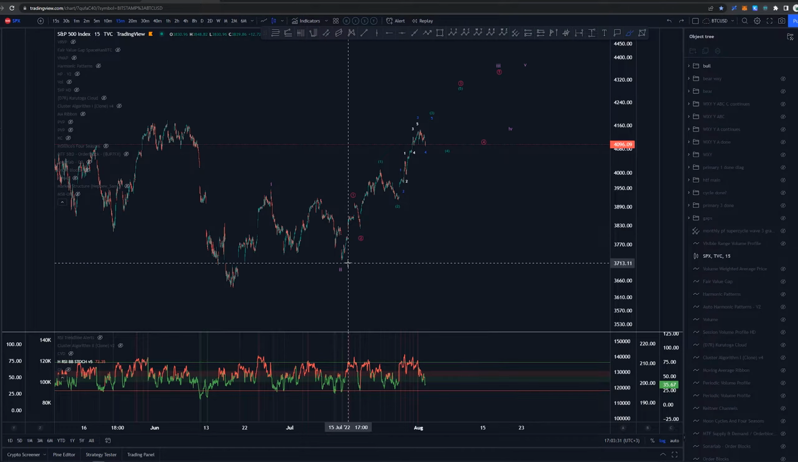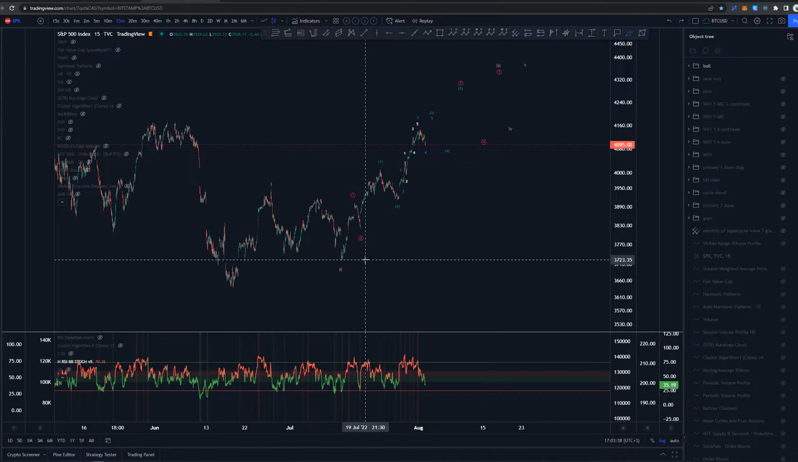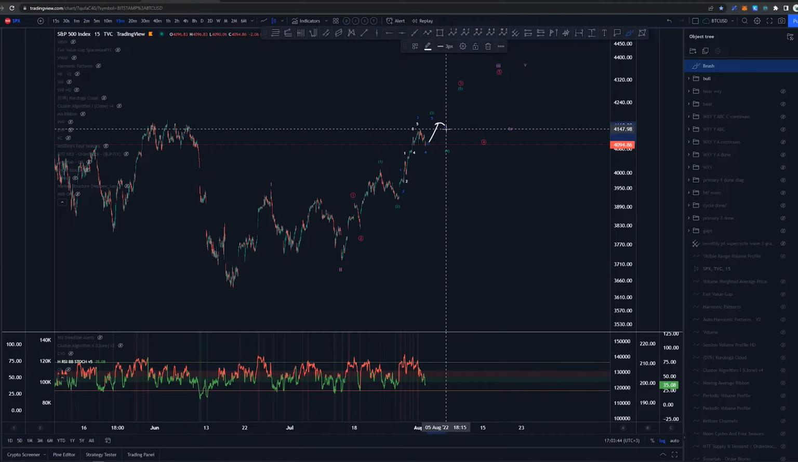So even with this count, we have already had most targets hit on this move. So we need to start being careful if we want to be longing into these smaller wave structures up higher.